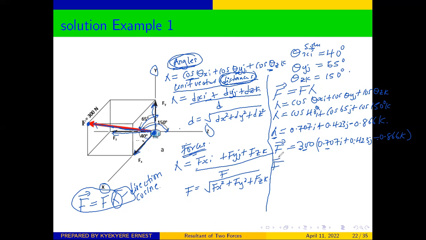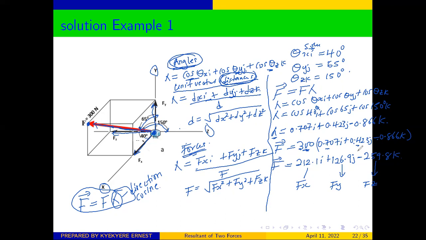So here, our force in the vector form will be equal to this times that, which will give us 212.1 i, and then the force times this will give us 126.9 j, and then the last one, which is the z, will give us 259.8 k. So what we have here is our x component of the force. This will be our y component of the force, and this will be our z component of the force. So we have been able to determine the force in the vector form using angles. That is very simple.